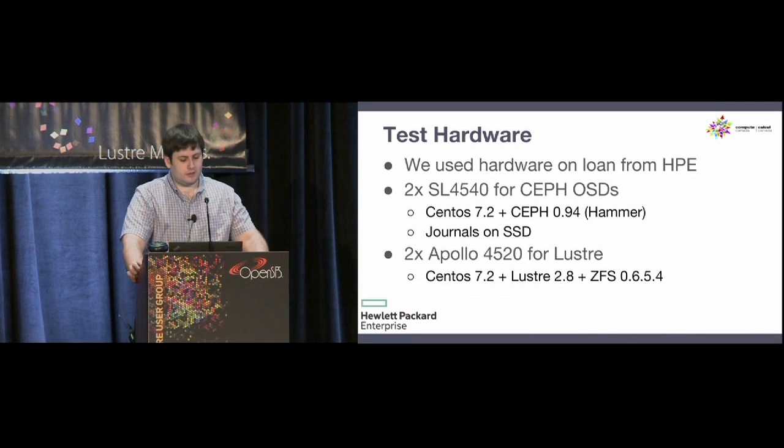So to make these tests, we use hardware from HPE. Last year, we had Gen 8 SL4540 that was used for Lustre, but this time we use it for Ceph, and we're running the Hammer release on it. We also had a few SSDs in them for the Ceph journals. We also have 2 Apollo 4520 that we use for Lustre. That's the same thing that was shown yesterday by the folks from HPE.